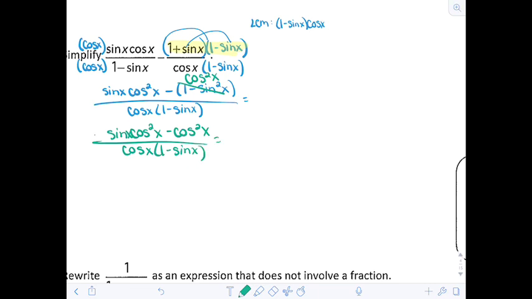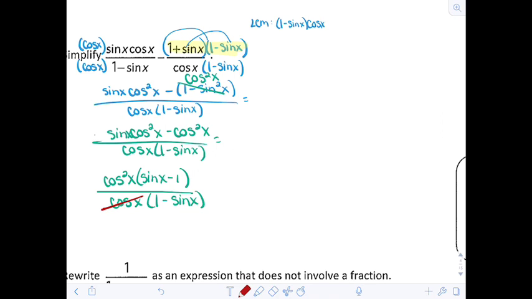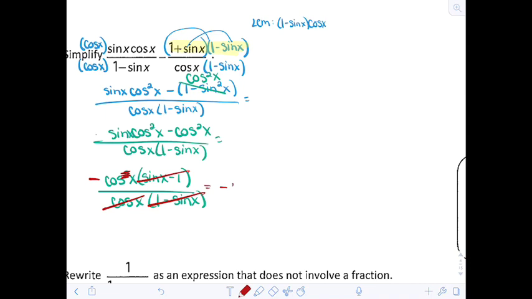In the top, I can factor out a cosine. I'm going to do that. So I'm going to factor out cos squared, and I'm left with sine of x minus 1 over cosine of x, 1 minus sine of x. Okay, and so now this cosine cancels with one of those, and I have sine of x minus 1 and 1 minus sine of x. I can cancel them as long as I have a factor of negative 1 hanging out. And at the end of the day, this simplifies to negative cosine of x.